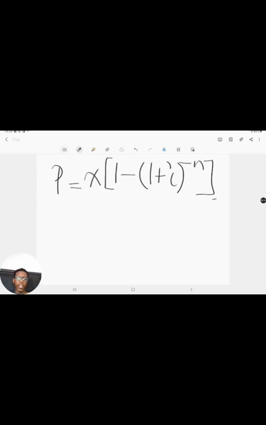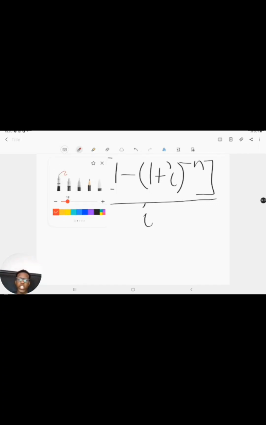So this is when you would use the present value formula. You've got P equals X, and I'll explain what these terms mean, times (1 minus (1 plus i) to the power of negative n) all over i. In this equation you will see that you've got an X.